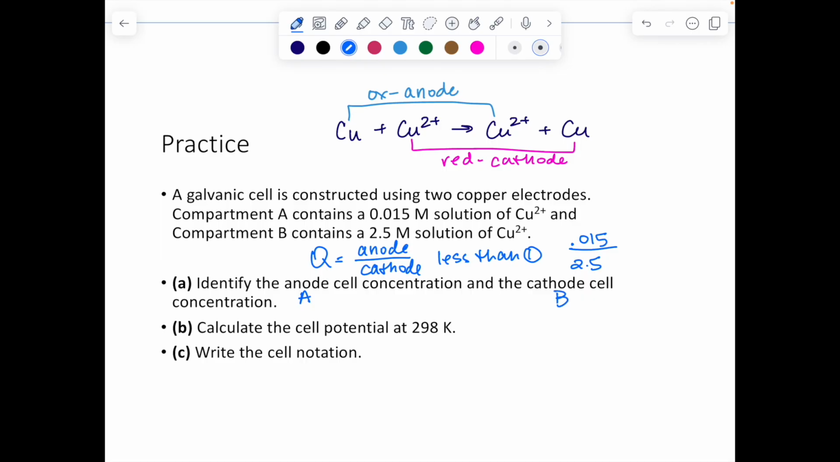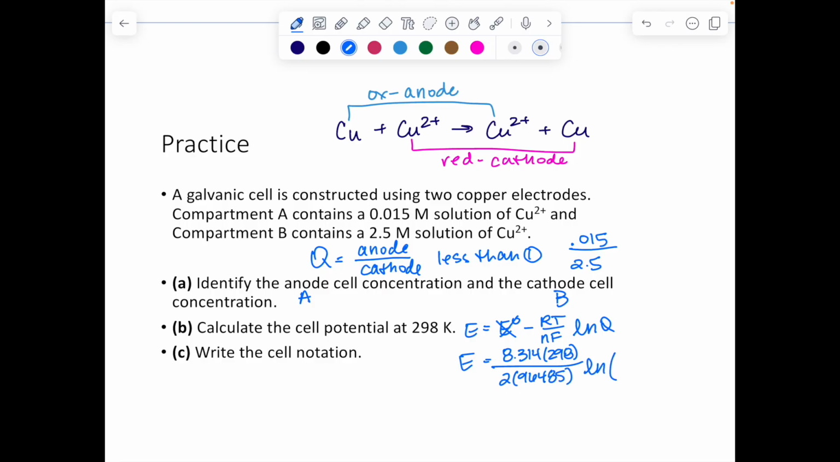Calculate the cell potential at 298 Kelvin. So our equation is E equals standard minus RT over NF, natural log of Q. Remember that this is 0, so E is going to be equal to 8.314 times 298. We're going to transfer 2 electrons, and then Faraday is 96,485.